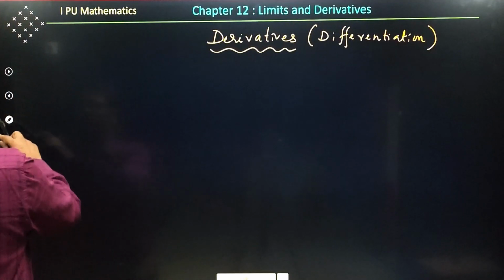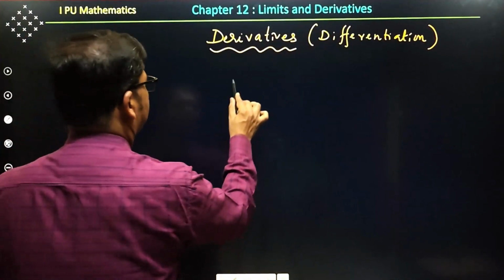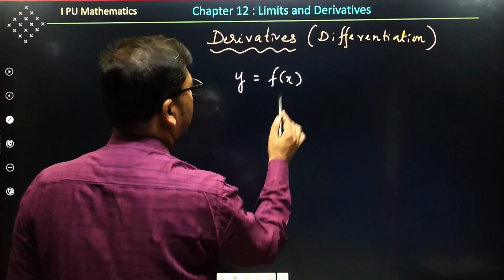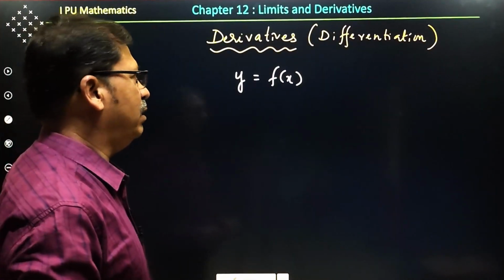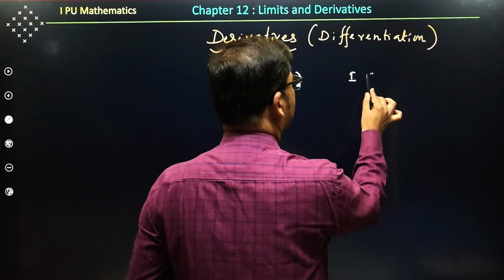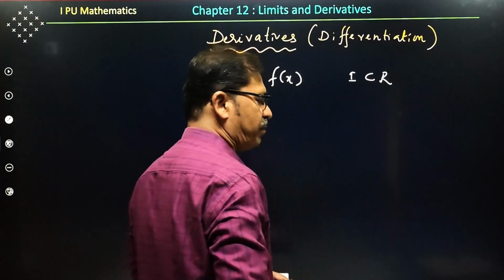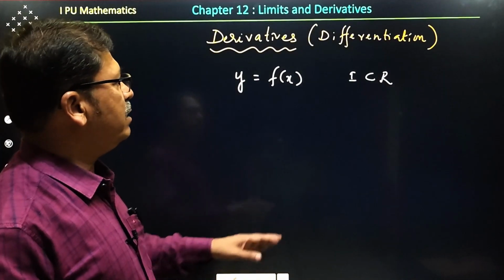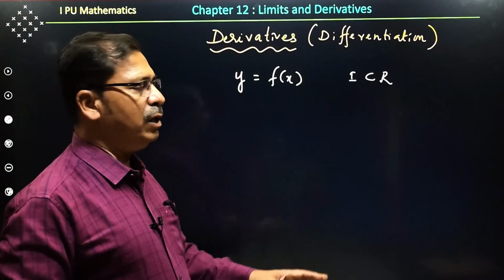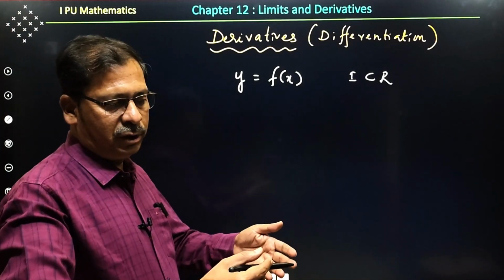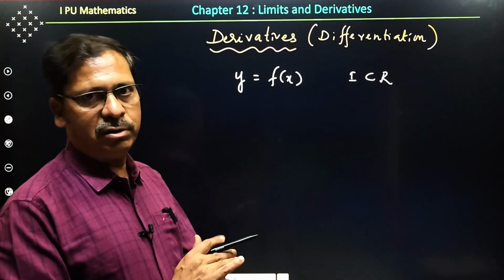Now let me consider the function y is equal to f(x). This is a real valued function defined over an interval I, which is a subset of real numbers. In this case x is the independent variable and y is the dependent variable. If you substitute something for x, correspondingly y changes.